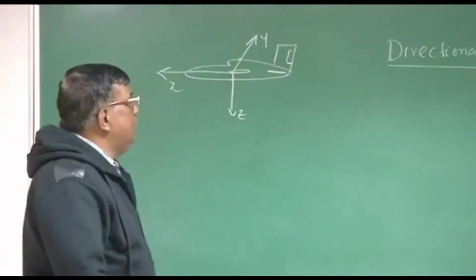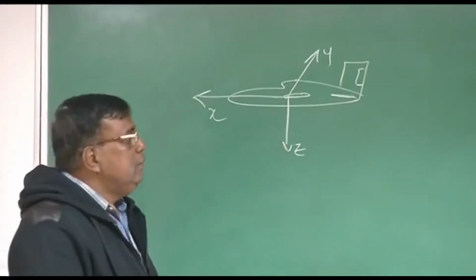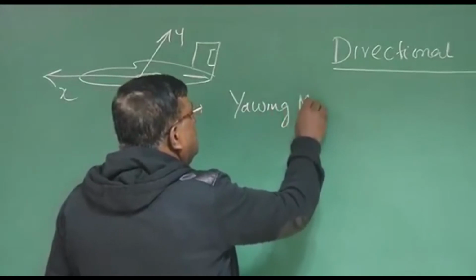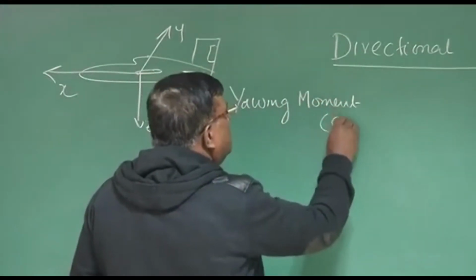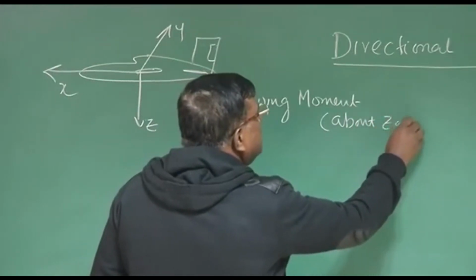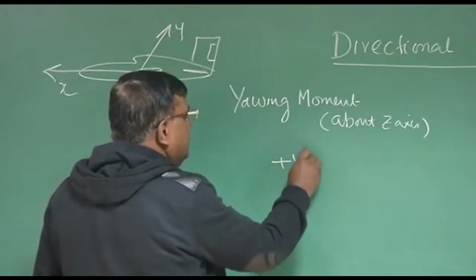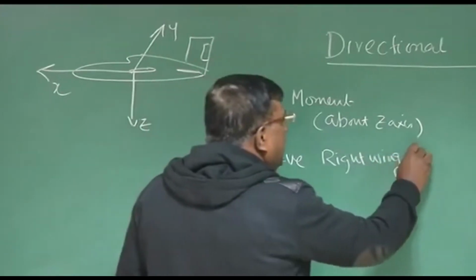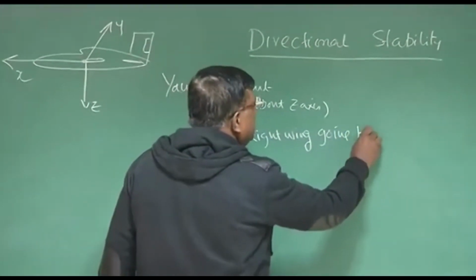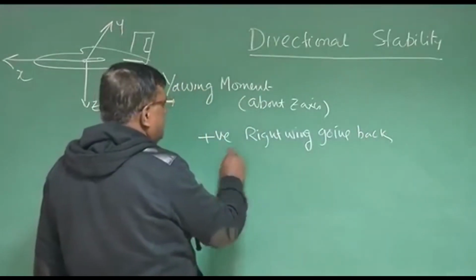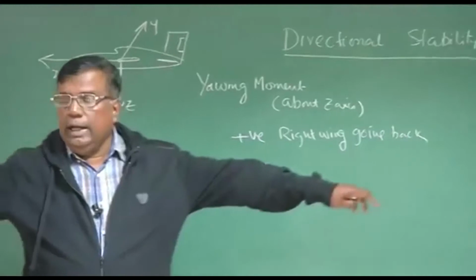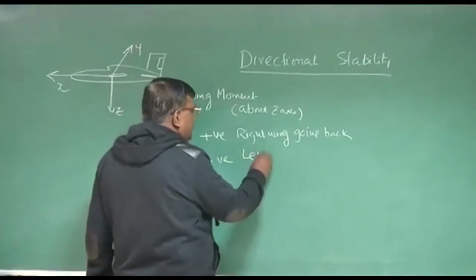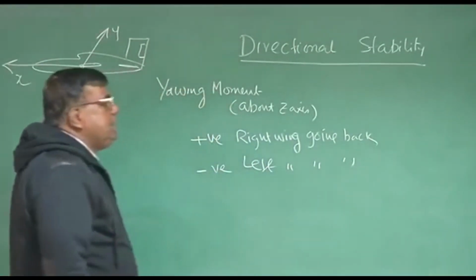What is the yawing moment? Yawing moment is the moment about the z axis, right. The convention is positive if the right wing is going back while flying, and when the left wing is going back, then the yawing moment is negative, right.